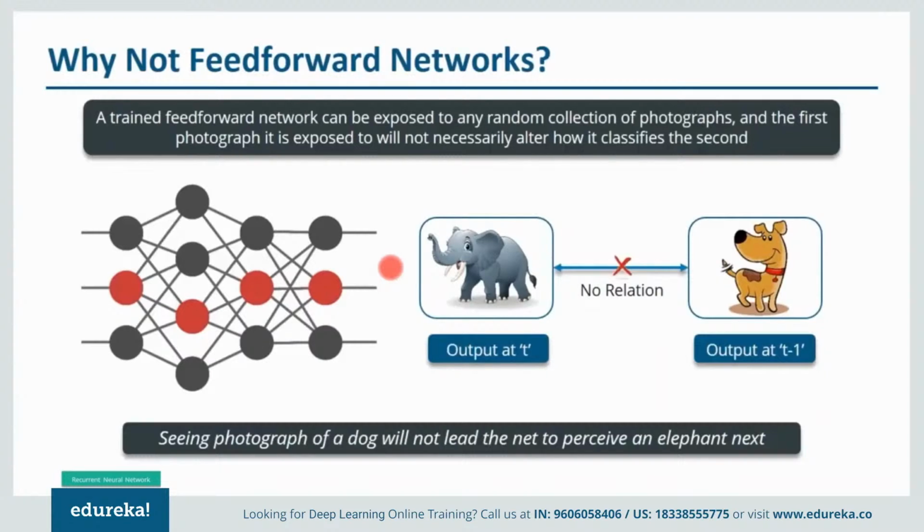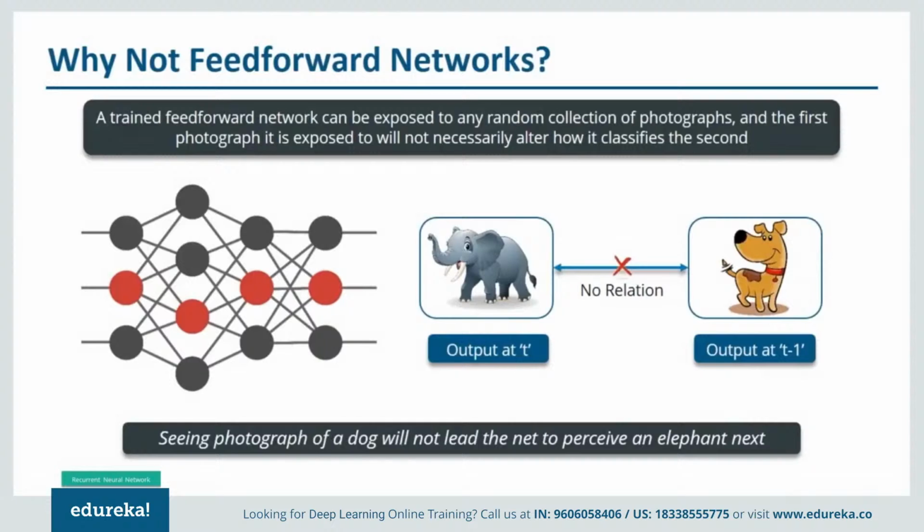as well. Now if you notice, the new output that we have got, that is classifying an elephant, has no relation with the previous output, that is of a dog. Or you can say that the output at time t is independent of output at time t minus 1. As we can see, there is no relation between the new output and the previous output. So we can say that in feedforward networks, outputs are independent of each other.